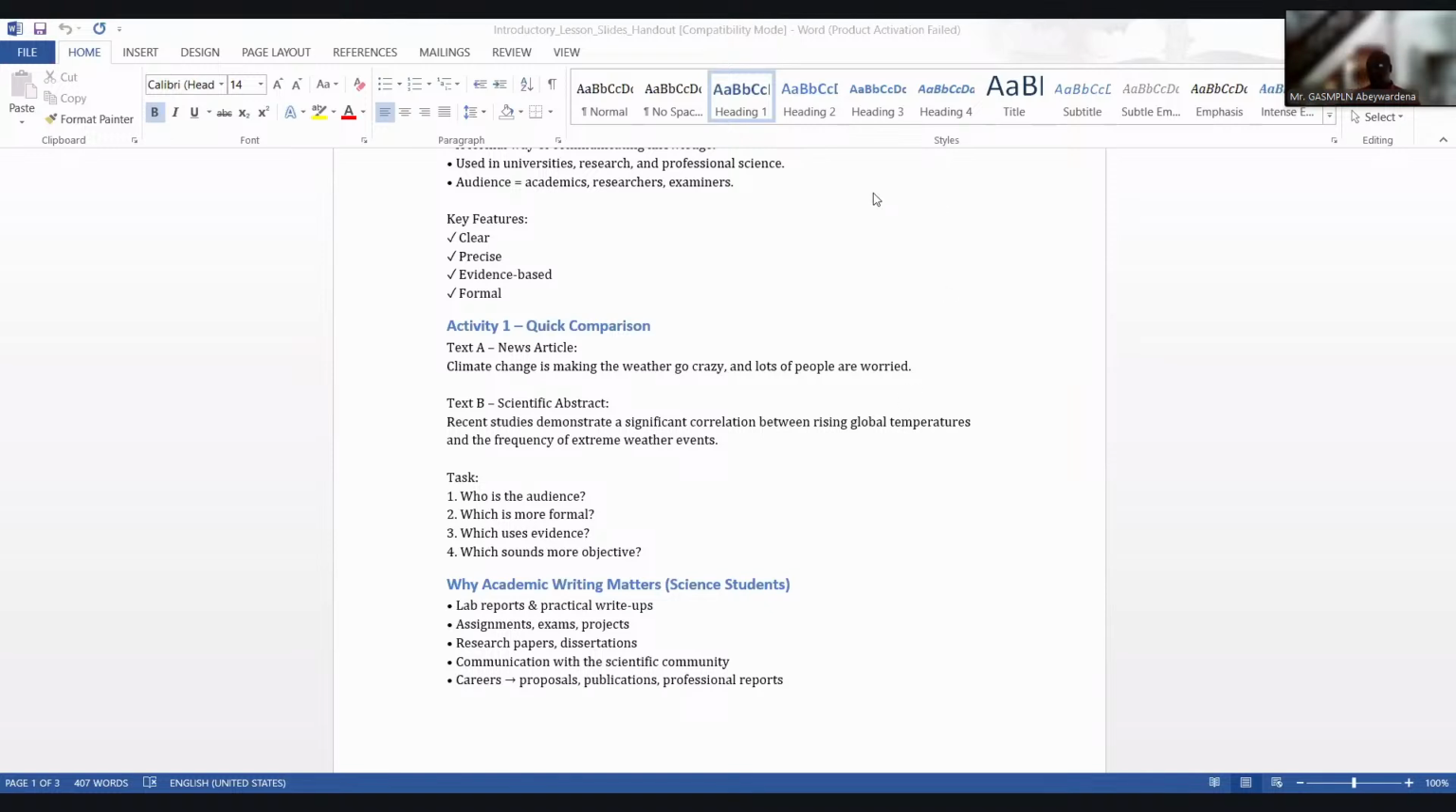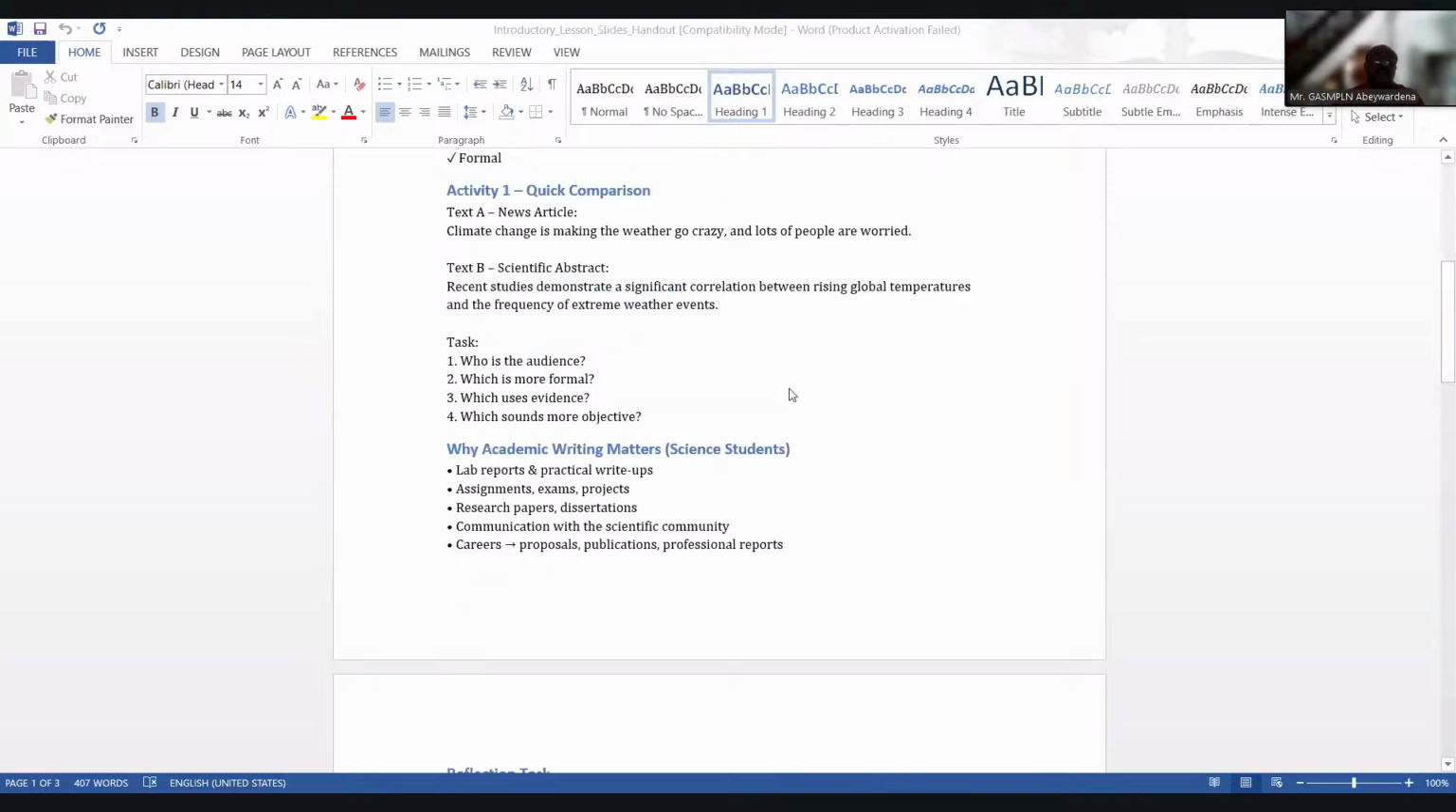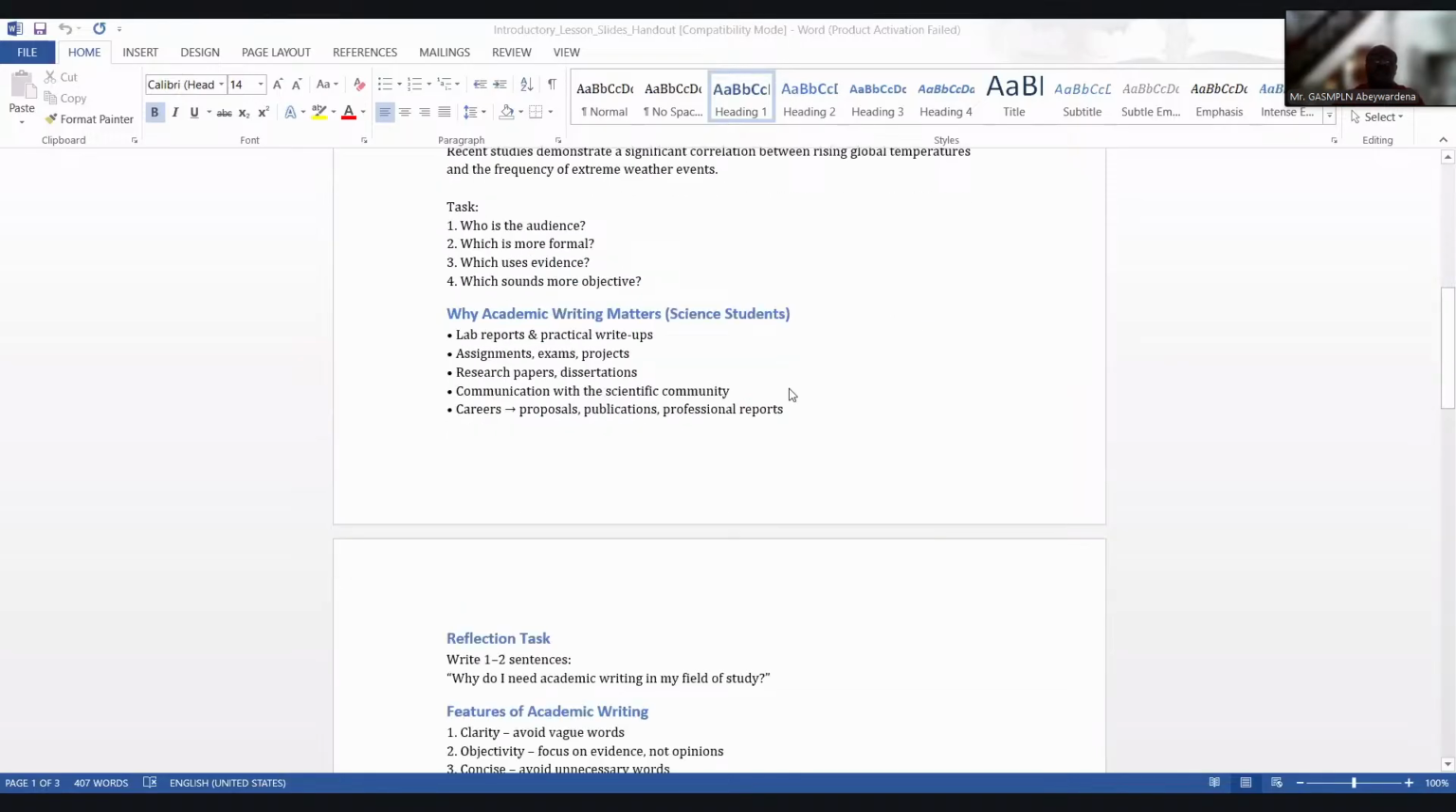So academic writing is objective. For everybody, it should give the same idea. Look at the other part.